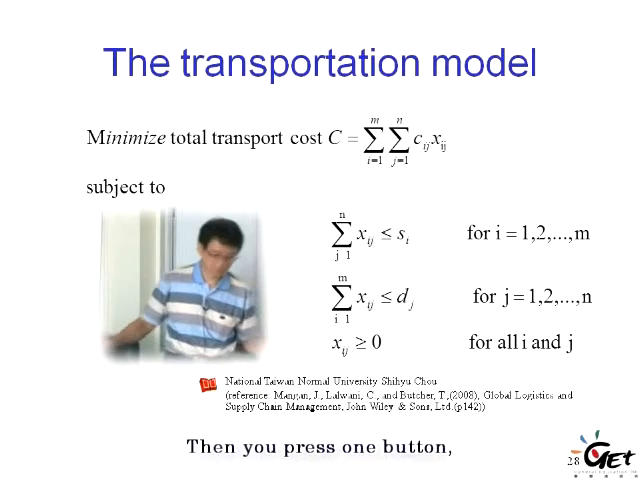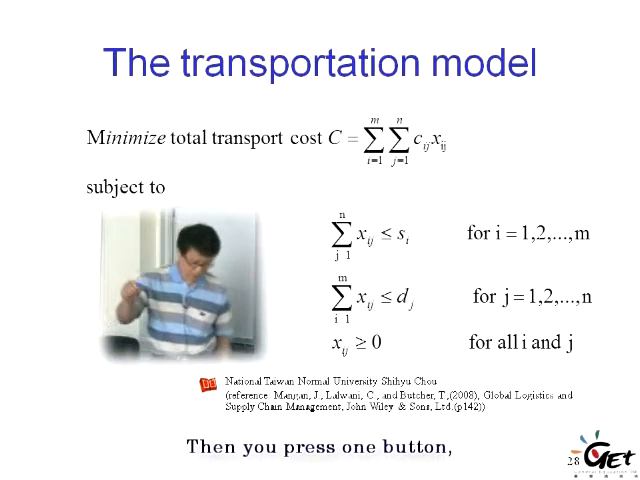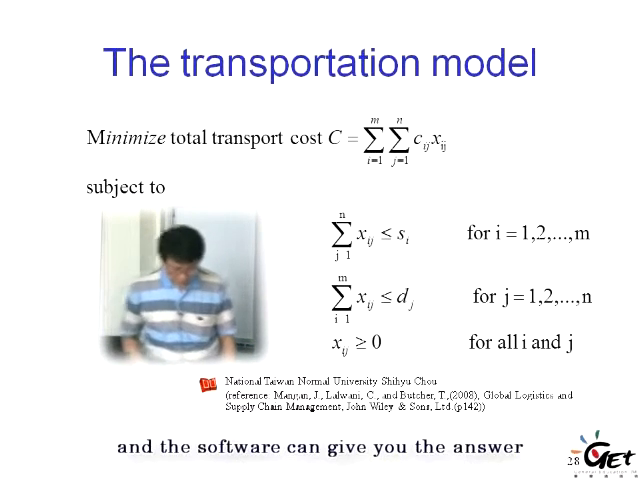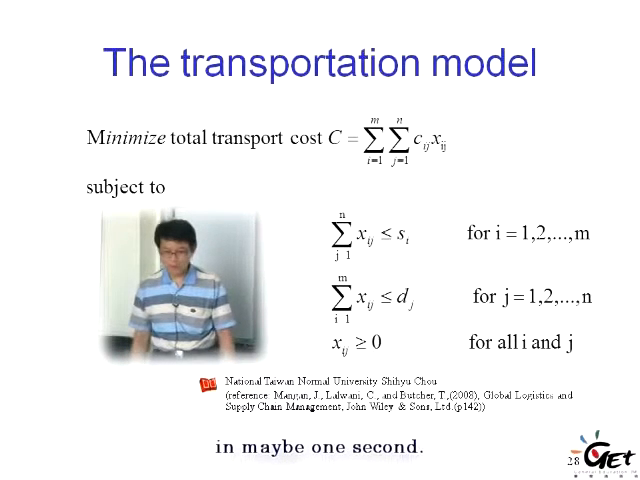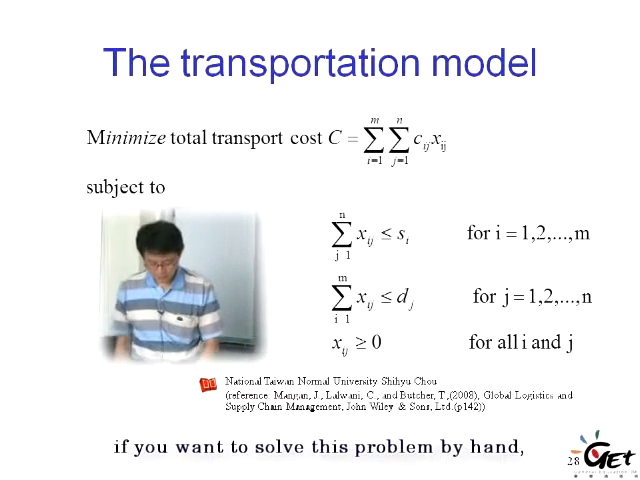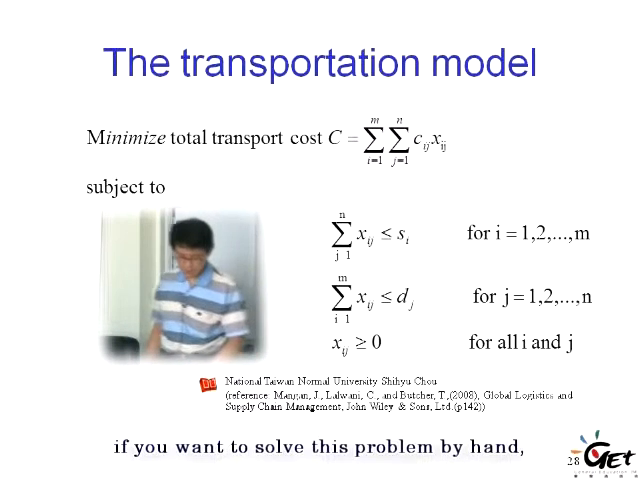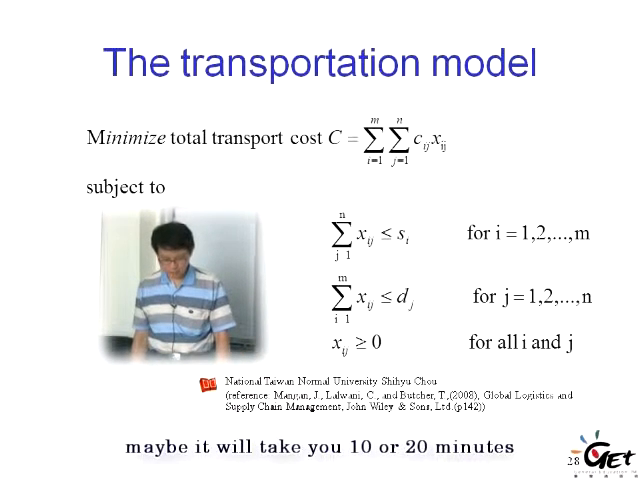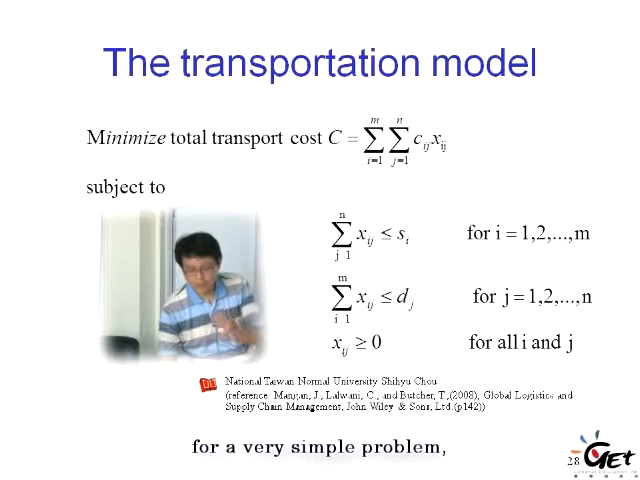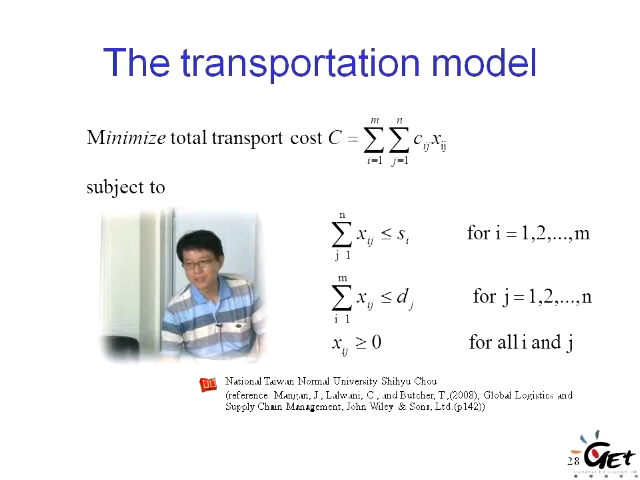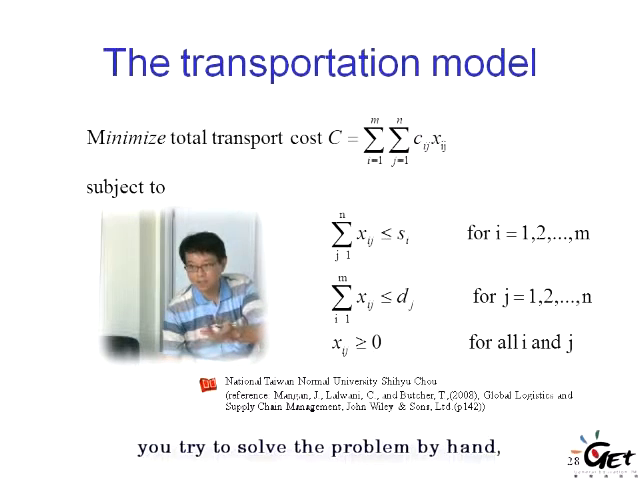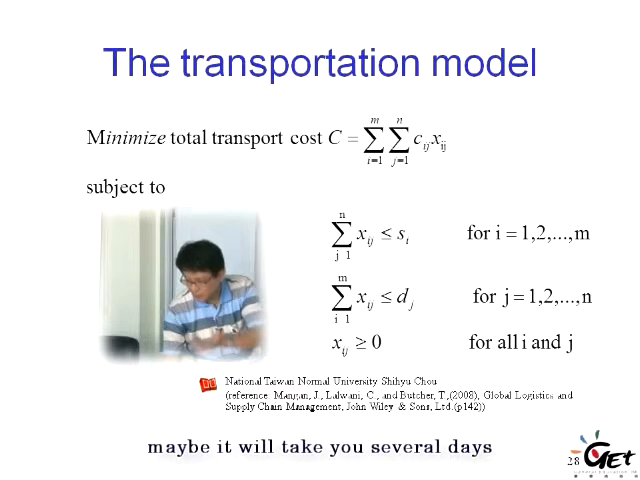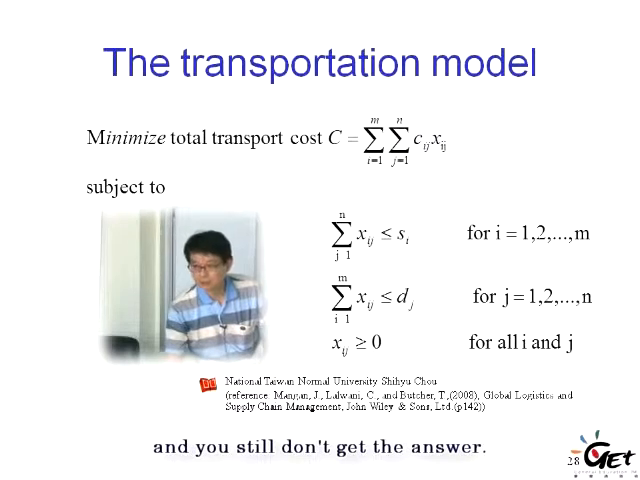That's all. Then you press one button, and the software can give you the answer in maybe less than 1 second. Otherwise, if you solve this problem by hand, it may take 10 or 20 minutes for a very simple, easy problem. But for a very complicated problem, it may take you several days, and you still don't get the answer.